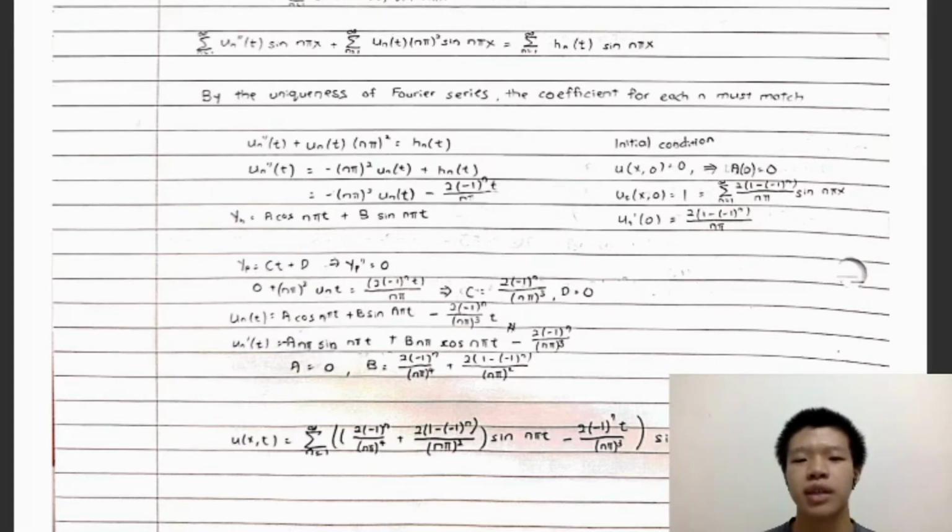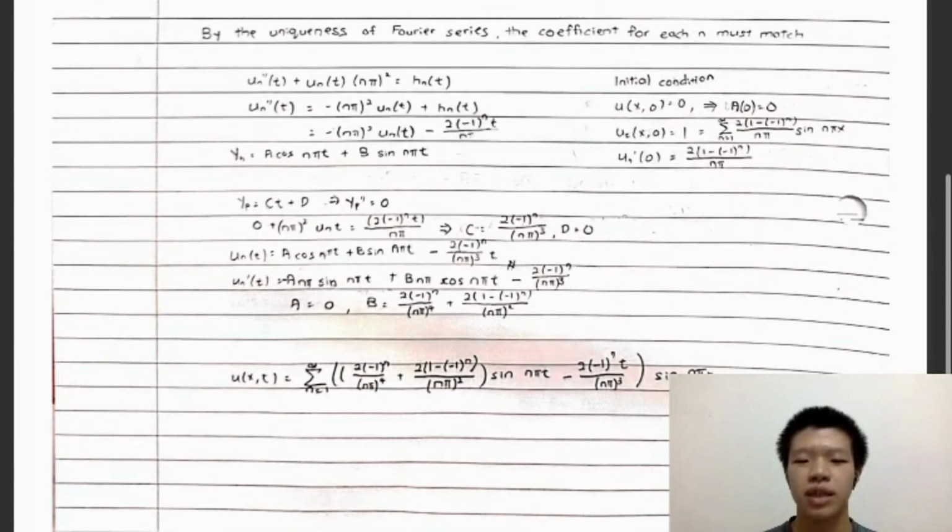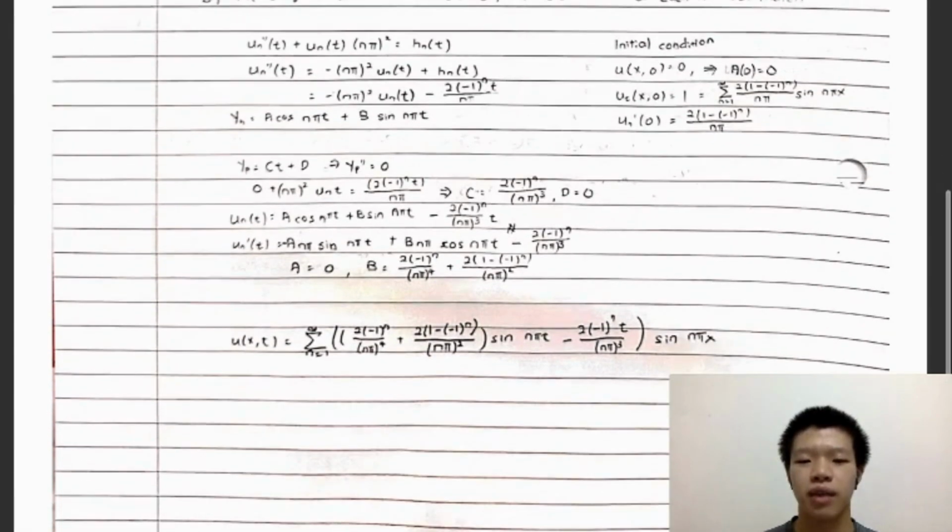And to find what A and B are, we need to use the initial conditions to solve it. And at the last part, we found A equals 0 and B equals 2 times negative 1 to the power of n over n pi to the fourth plus 2 times 1 minus negative 1 to the power of n over n pi squared. And we finalize all the answers and substitute them into the u(x,t) formula, and we will get the final answer there.